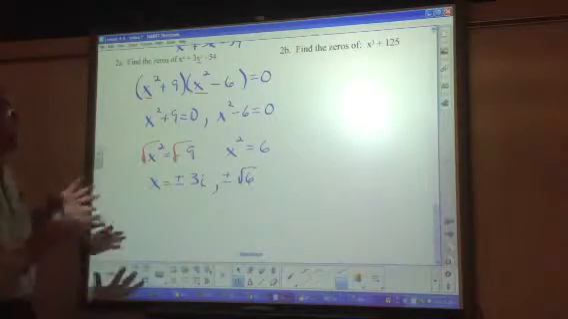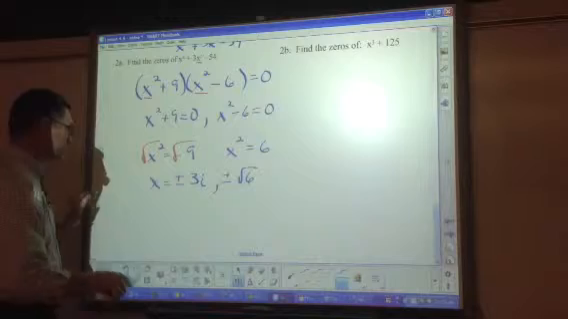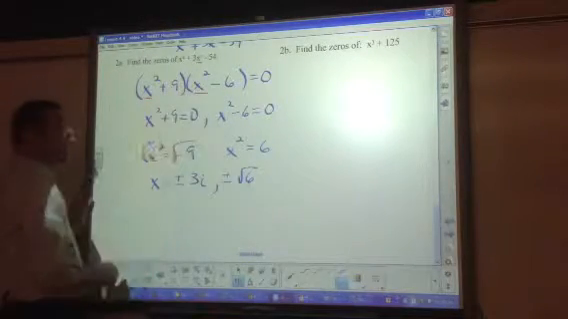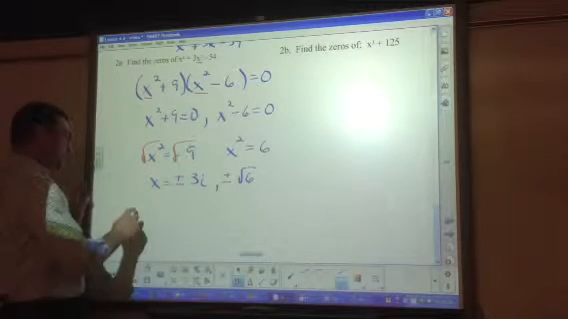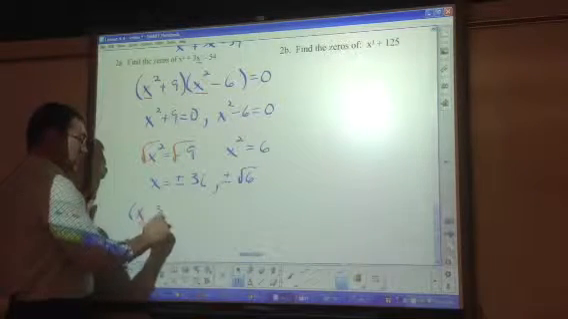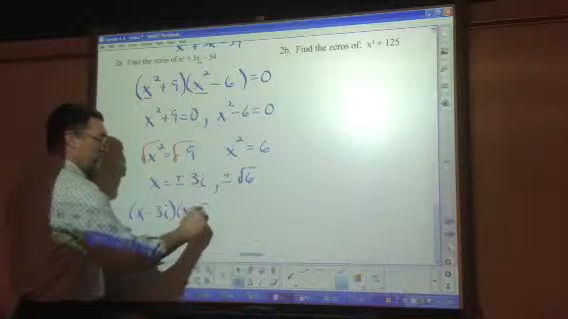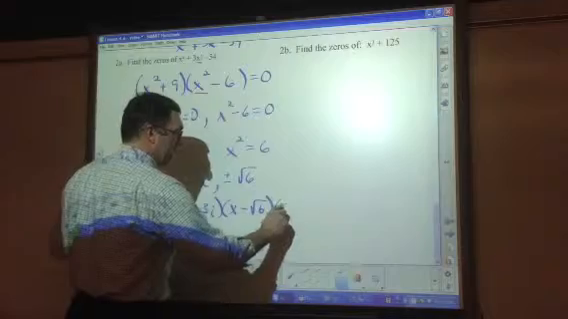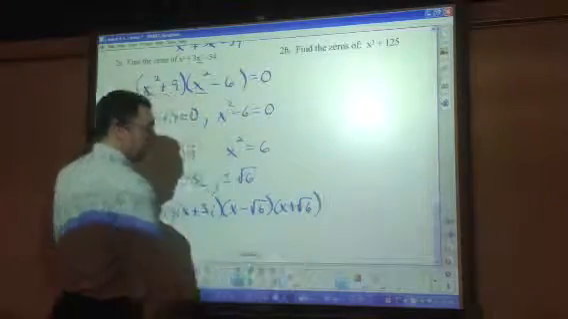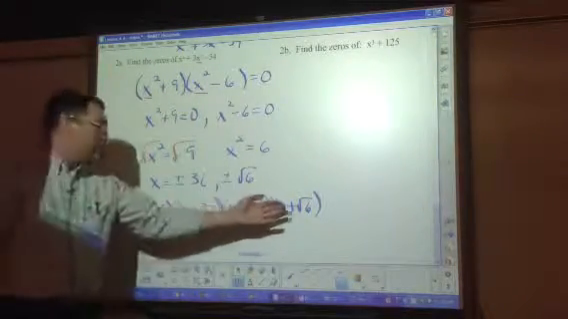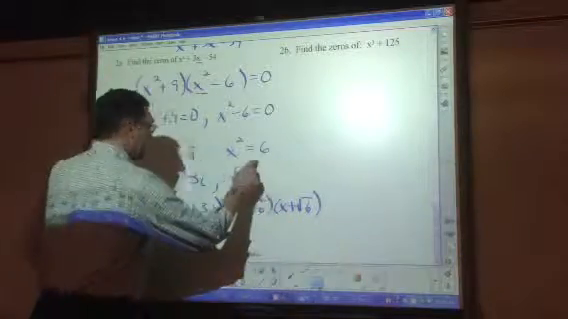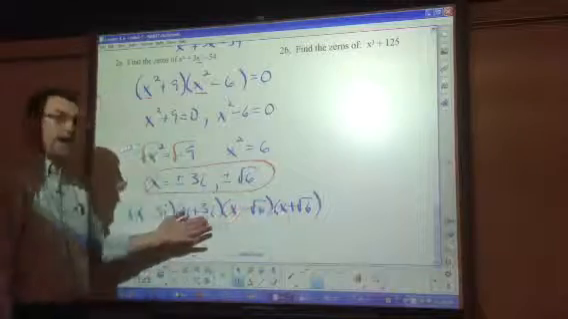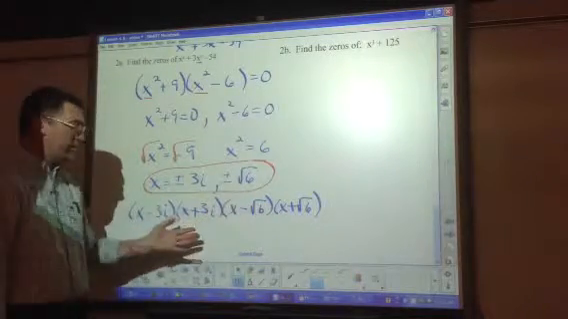So if I want to write this in factored form then, I would do it just like any other ones we do with our factors, write them as the opposite. So we get x minus 3i, x plus 3i, x minus square root of 6, and x plus square root of 6. So here are the zeros, and here I've written it as the product of linear factors.